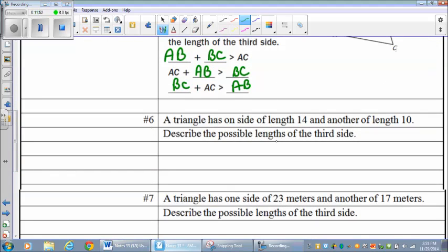All right, a triangle has one side of length 14. That should be one, O-N-E, not on. 14 and another of 10, describe the possible lengths of the third side. Okay, so in doing so, I'm going to do this theorem up here at the top. I don't have a whole lot of room, but I know two of my sides. I'm going to do 14 plus 10 has to be greater than my third side, which I don't know what that is. I'm going to say that's x. So that means 14 plus 10 is 24.